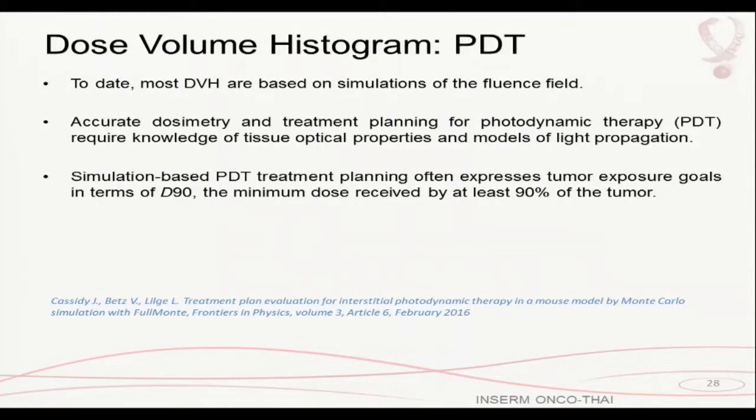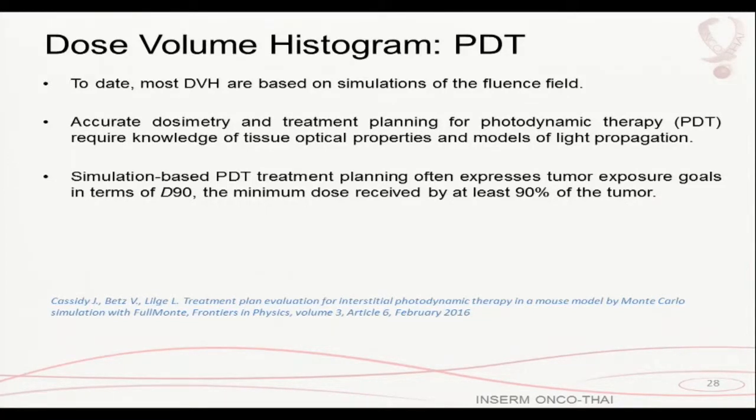So to date, in the context of photodynamic therapy, most of these DVH, dose volume histograms, are based on simulation of the fluence field. Accurate dosimetry and treatment planning require knowledge of tissue optical properties and models of light propagation. We have that already. But now we want to provide information in the same approach as a medical oncologist.